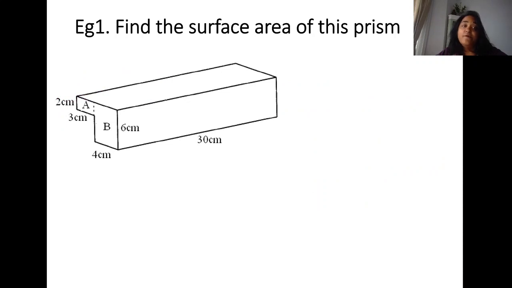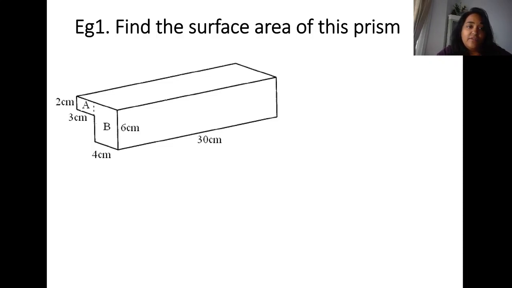Now we're going to use the same 3D solid and we're going to find the surface area. So you can imagine it gets a little bit more complicated. We have to really think about all the different surfaces. So here I'm going to use the same technique that I do for cuboids. I'm going to label my surfaces.